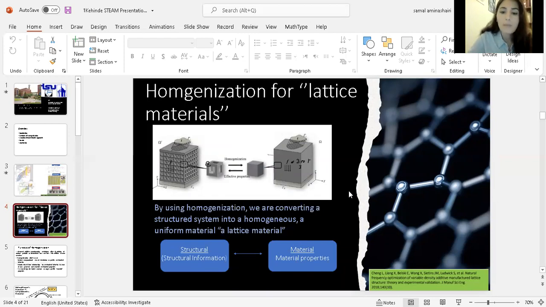In this procedure, we convert a lattice material with complex architecture into a homogenized uniform material, which is expected to have the desired mechanical properties. The main determinants of the macro scale material properties are the architecture geometry and the material of the lattice member.